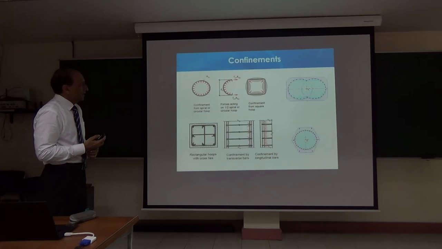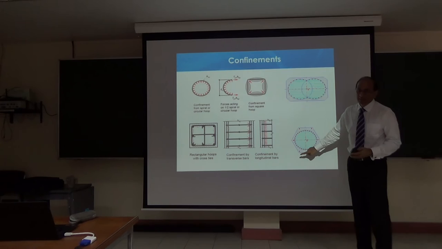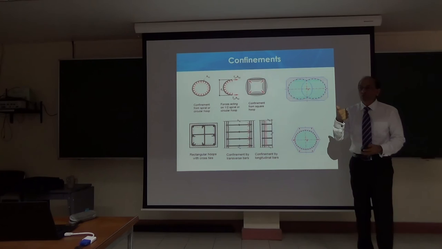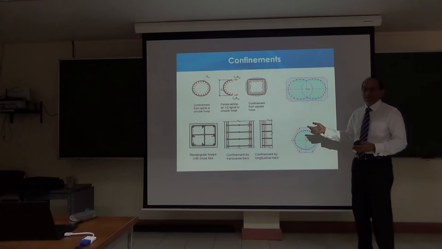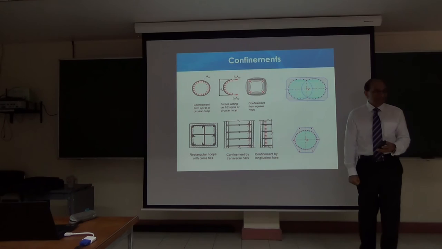And sometimes we create confinement like this. So that means we always have a case in a column that part of the concrete is unconfined, part of the concrete is confined. You have to use two different concrete models, one for confined, one for unconfined. And that makes it very difficult to do the analysis. We will learn how we can handle cross sections with different concrete sections later.